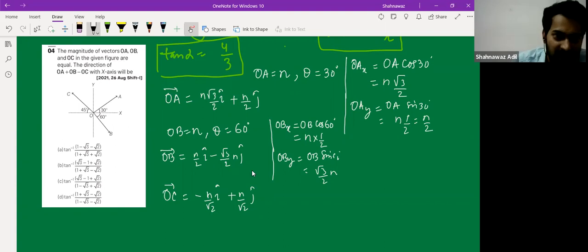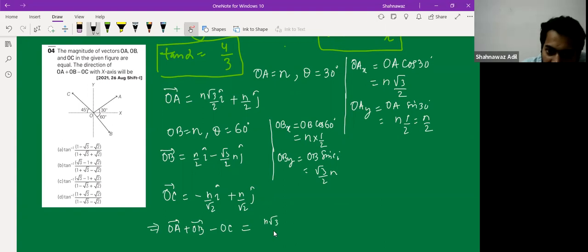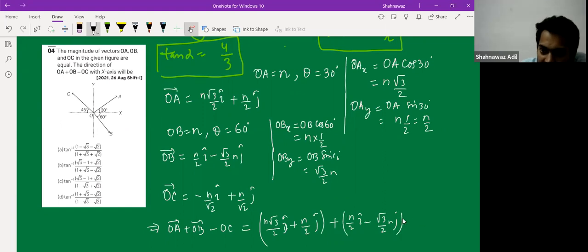Okay. And now what is it asking us to calculate here? OA plus OB minus OC. OA is n root 3 by 2 i hat plus n by 2 j hat. And your OB is what? OB is n by 2 i hat minus root 3 by 2 n j hat. Okay. And your OC is minus n by root 2 i hat plus n by root 2 j hat.